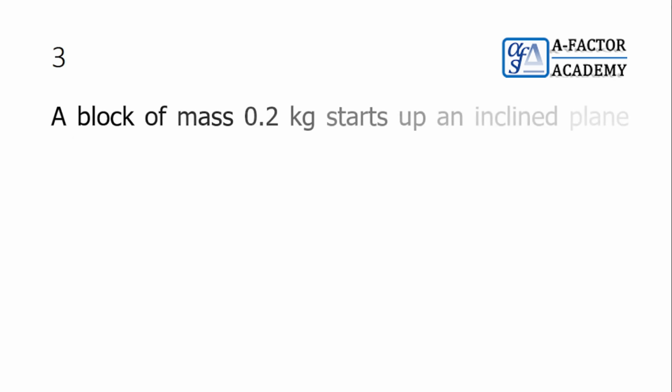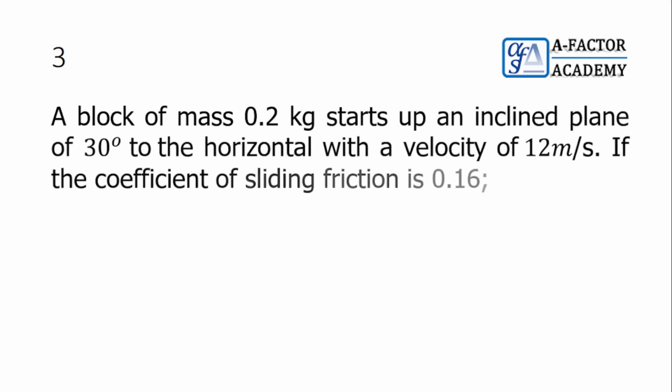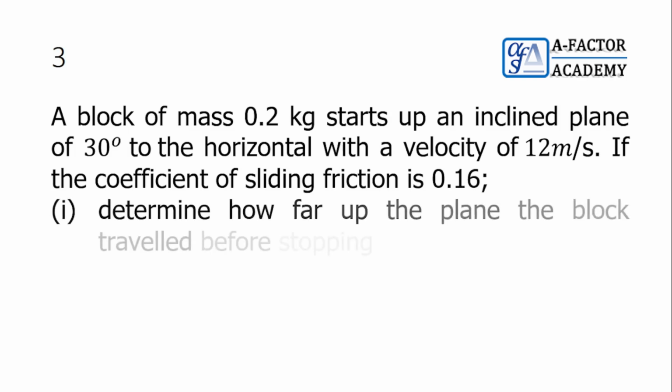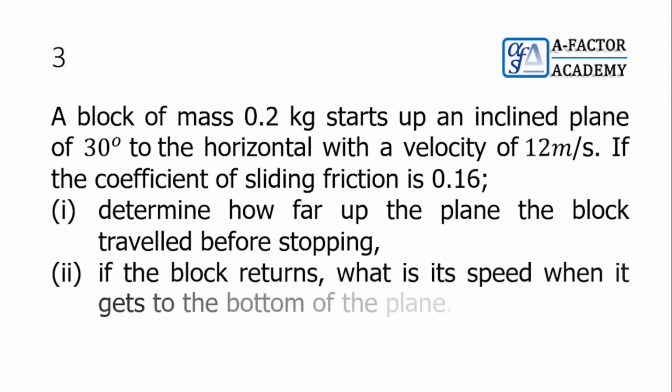You're welcome. So, in our solution series, we're solving question number 3. Question number 3 says a block of mass 0.2 kg starts up an inclined plane of 30 degrees to the horizontal with a velocity of 12 meters per second. Now, if the coefficient of sliding friction is given as 0.16, determine how far up the plane the block travels before stopping. Then we have to determine, if the block returns, what its speed is when it gets to the bottom of the plane.